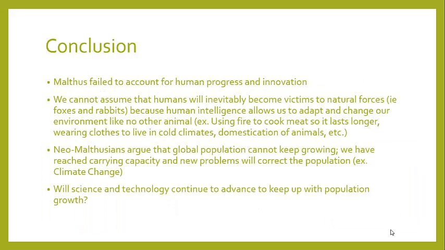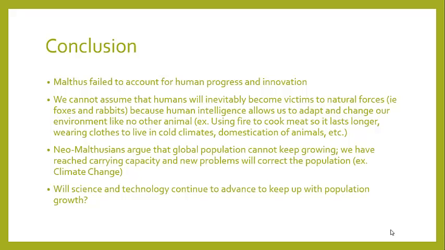So all of these factors created the conditions to not only avoid a population collapse, it led to an explosion in the global population. And Malthus really failed to account for human progress and innovation. It's really not good to just assume that humans will inevitably become victims to natural forces. We're not the same as foxes and rabbits. Humans are the most intelligent creatures on Earth, and this allows us to adapt and change our environment like no other animal.